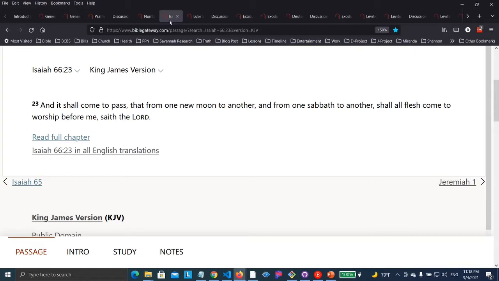So it shall come to pass from one new moon to another, and from one Sabbath to another, all flesh shall come to worship before me, says the Lord. So I want you to notice that. But this new moon, is this the astronomical new moon we're talking about? Which you have to calculate.